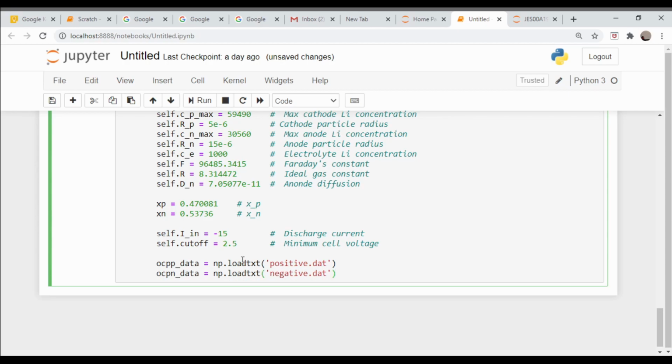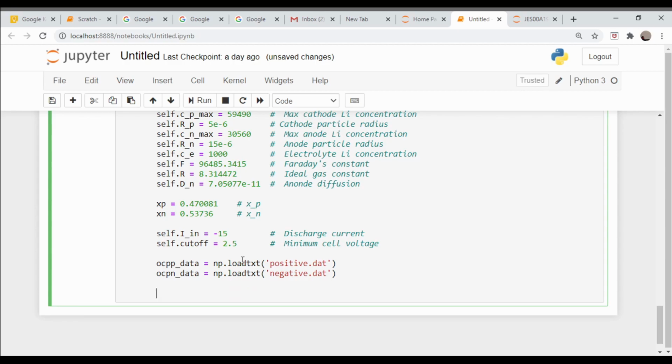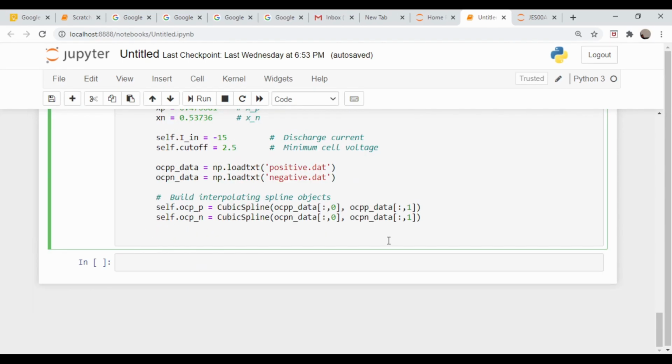So we're pulling in our data files, and now we need to create cubic splines for these files. Okay, so right now I'm going to code up all those differential equations, and I'm probably going to edit this down for time because there are like a dozen equations.